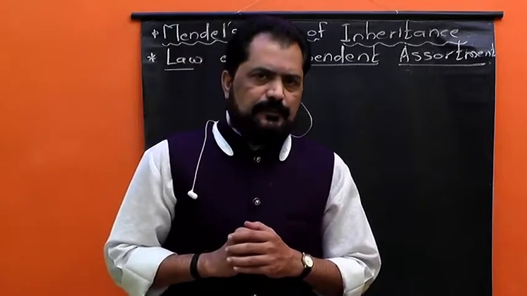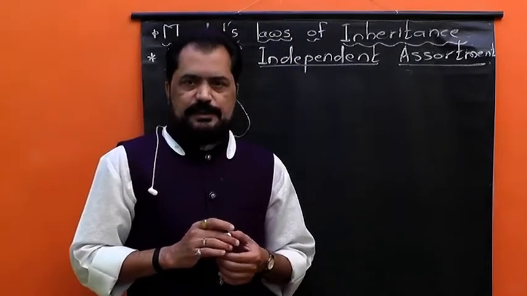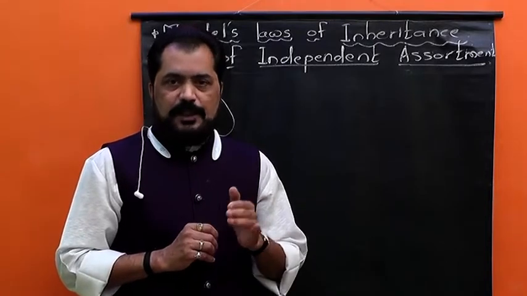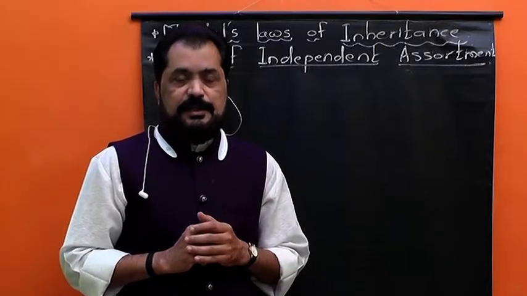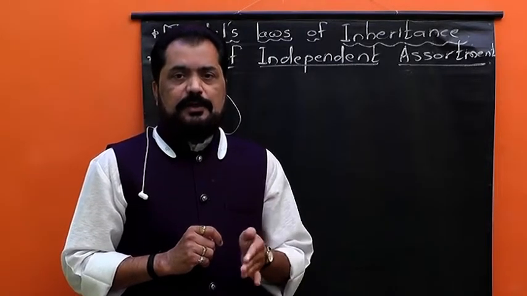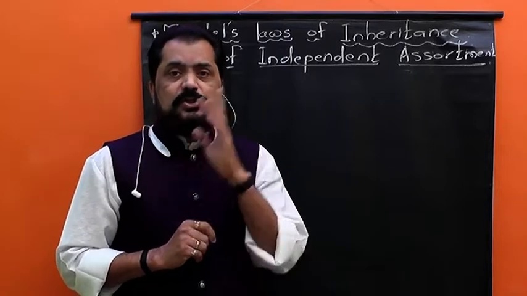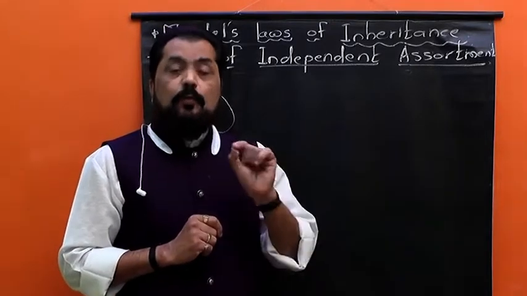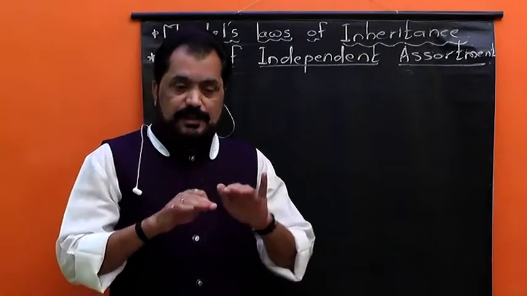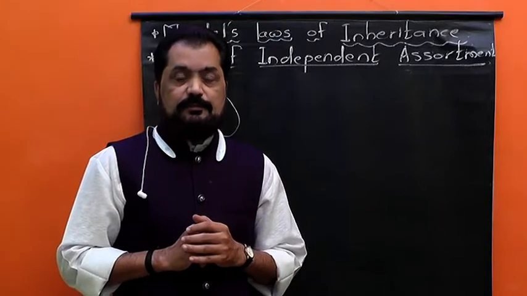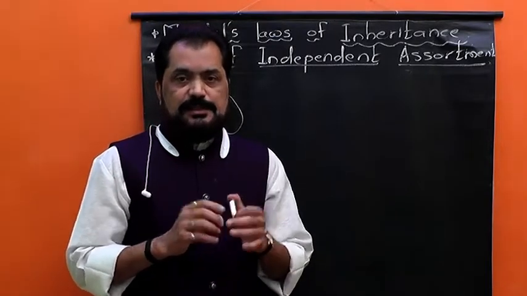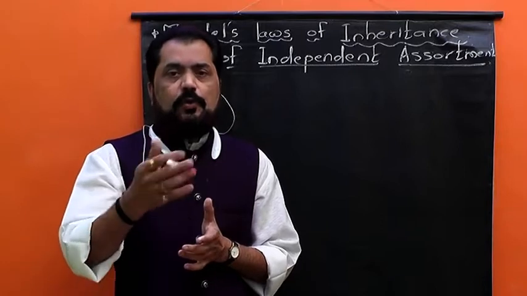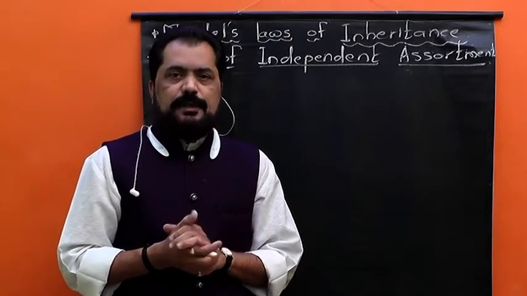I said that law of independent assortment states that the pair of alleles controlling different characters, and located in the different pair of homologous chromosomes, are independent of one another during segregation, during separation, at the time of gametogenesis, at the time of gamete formation, as well as we can say during fertilization, that is during zygote formation and in the new offspring. This law can be stated in some other way.